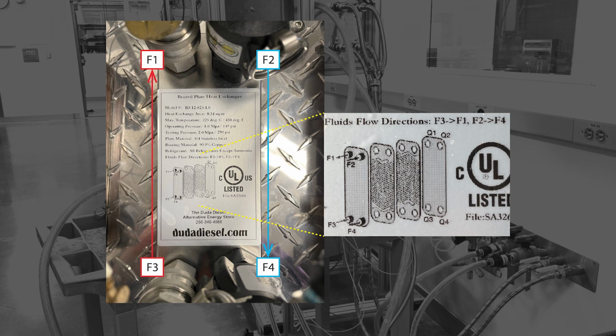The specification of F3 to F1 as the hot side stream and F2 to F4 as the cold side stream was arbitrary and chosen when the apparatus was built. The two sides could have been swapped during construction without changing the behavior of the system.